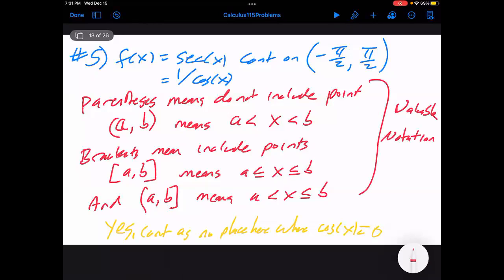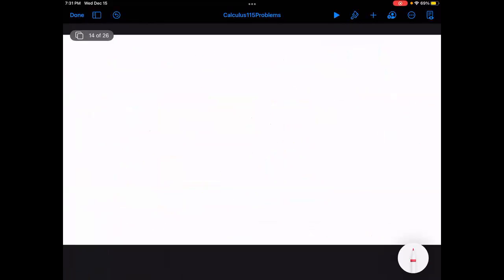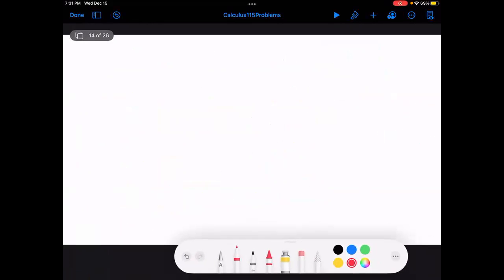Now, there are some mathematicians who use different notation than this. They use inverted parentheses, but we will ignore that notation. Right. And that was number 5. So the next is number 7.